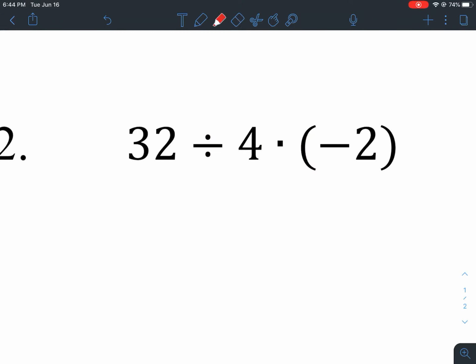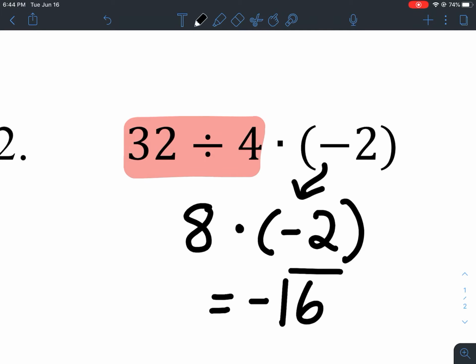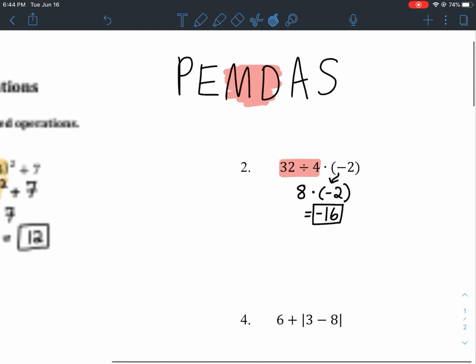So the first thing we have here is 32 divided by 4. 32 divided by 4 is 8. Now I'm going to bring down my multiplied by negative 2. 8 times negative 2 equals negative 16. Therefore, our simplified answer here is negative 16.